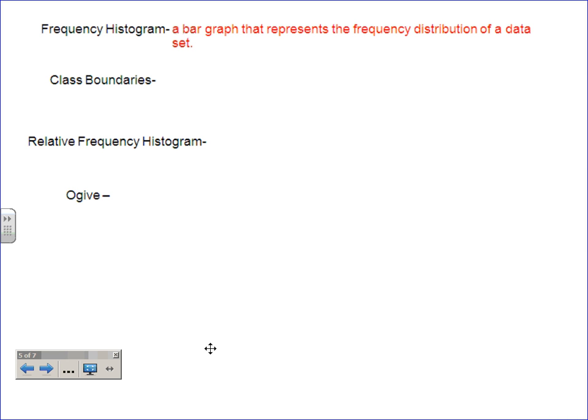Keep in mind with those that you can actually use the midpoint or the mark to graph those, or you can use just the class sizes, however you want to do that. It's done many different ways.